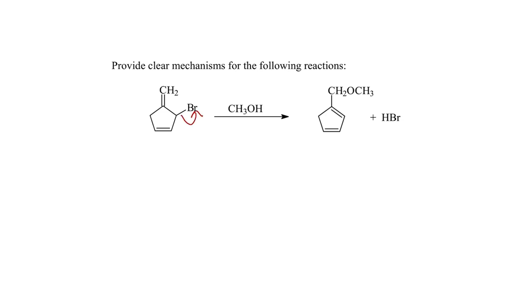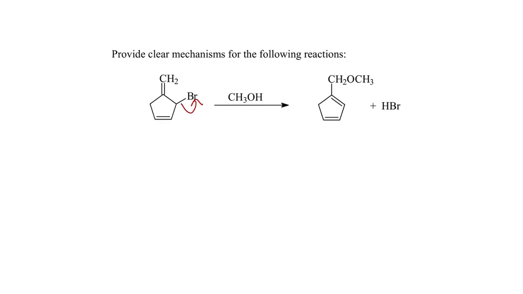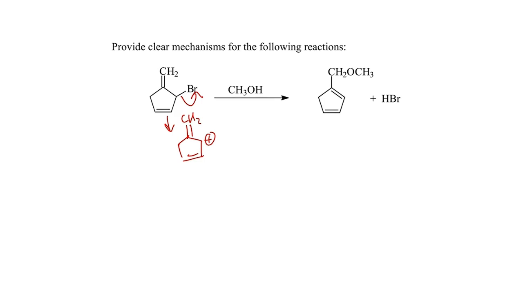So bromine leaves, dissociates, and forms a carbocation structure that looks like this. Now, this also is a resonance structure. We can move that pi bond down.